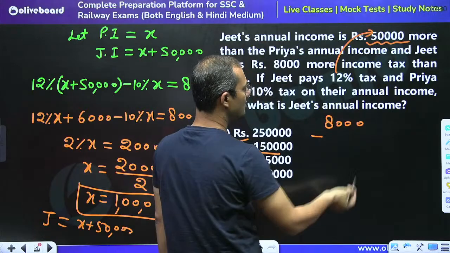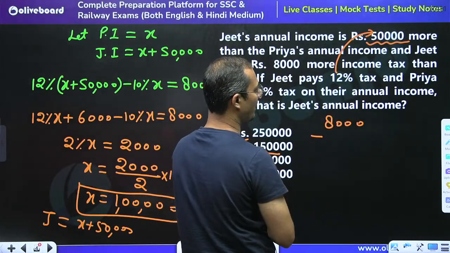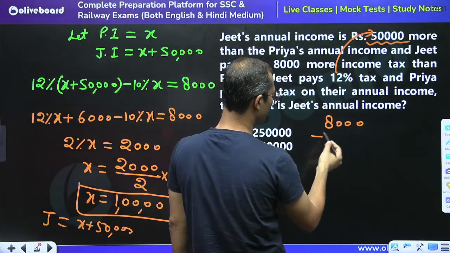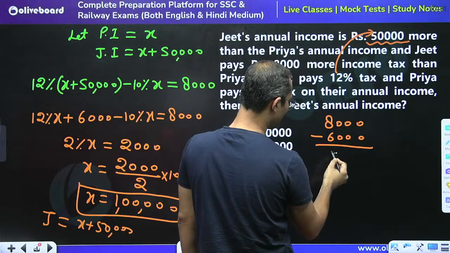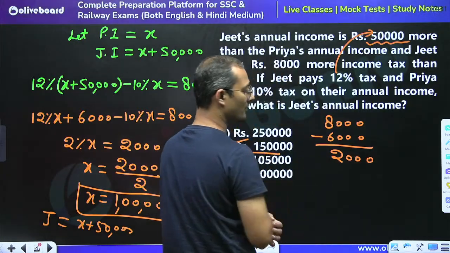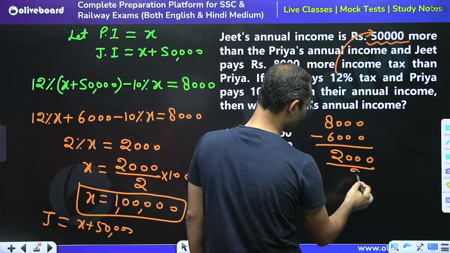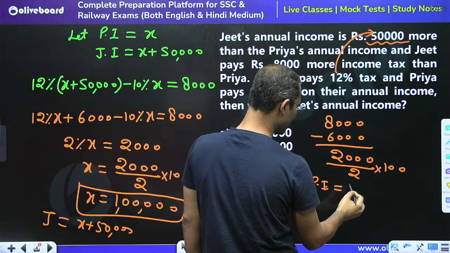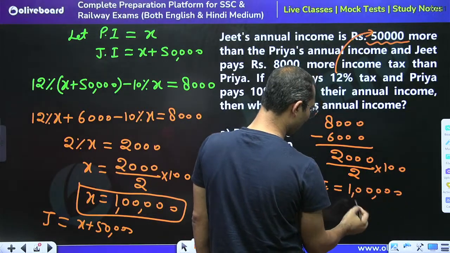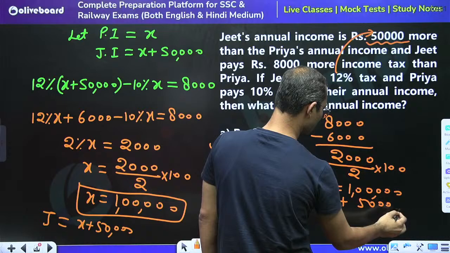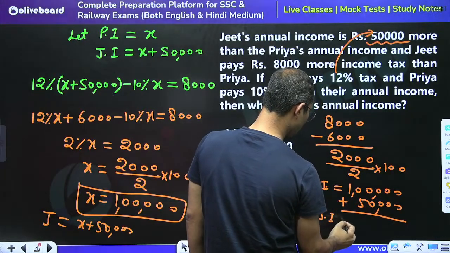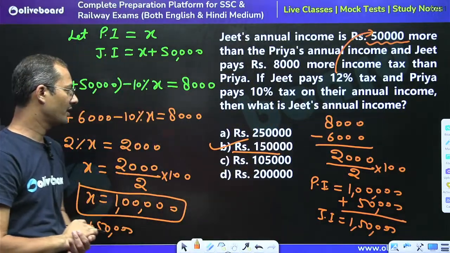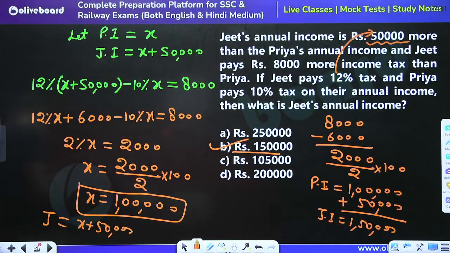What is the value of 12% of 50,000? That is equal to 6,000, right? So this 2,000 is the 2% of Priya's income. So if this is 2%, what is the value of Priya's income, that is 100%? Priya's income is 1 lakh, right? Directly we can calculate like this, and plus 50,000 is going to be Jeet's income. So Jeet's income is 1,50,000. This is how we can calculate it directly. I think the process is clear to you all, right?